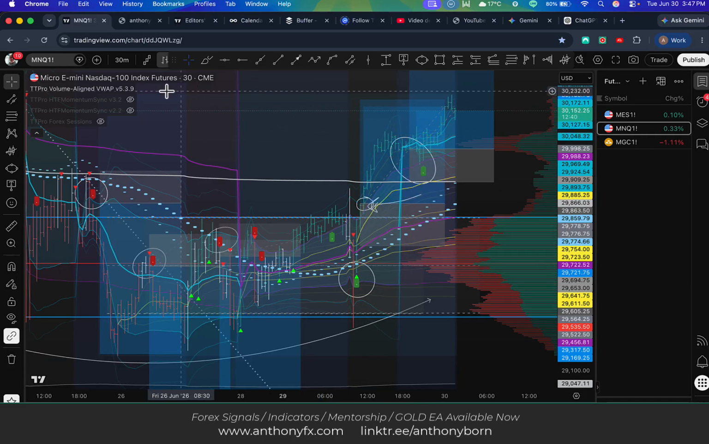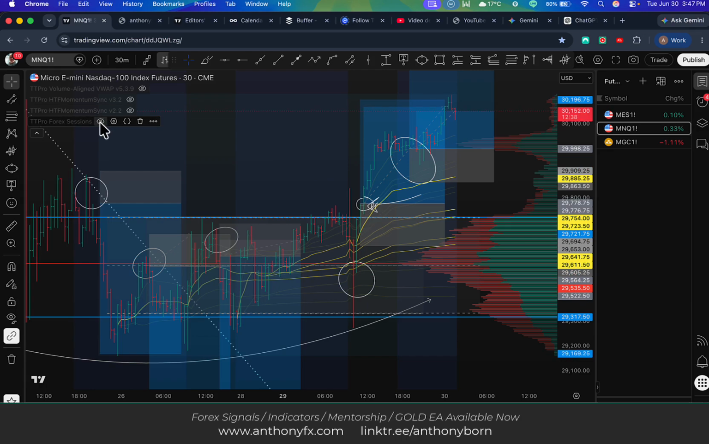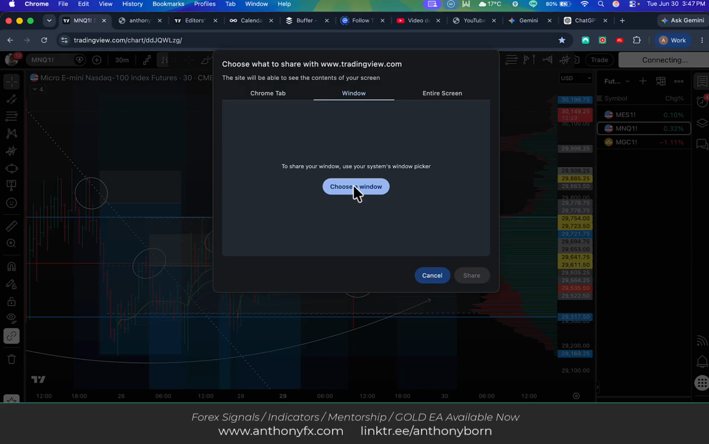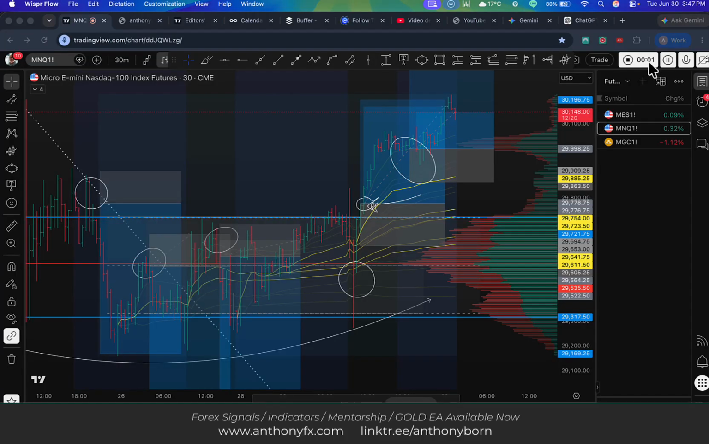Anyway, we're going to have a look at another setup here. So I'll just take these out, and I'll publish it. We'll send this into TradingView. Choose a window. Okay, choose a window. Guys, we're looking at MNQ.